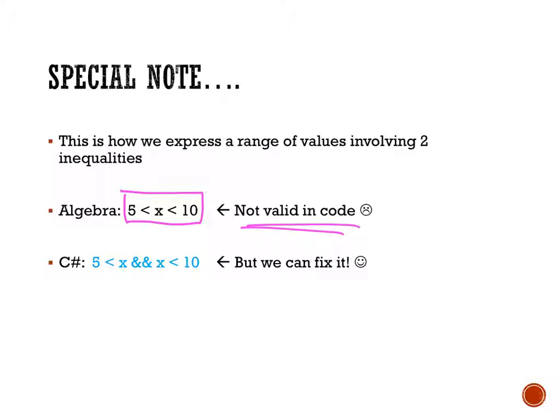And the way that we do that is we use the AND that we talked about on the previous slide. So we actually split it up into 2, and we conjoin them with the and. We say that x essentially has to be bigger than 5. We can see that right here. And then we say x has to be less than 10, and we put the and in between. So notice that we cannot use this first chunk that you would normally see in algebra, but we can fix it by using the and that we just discussed.